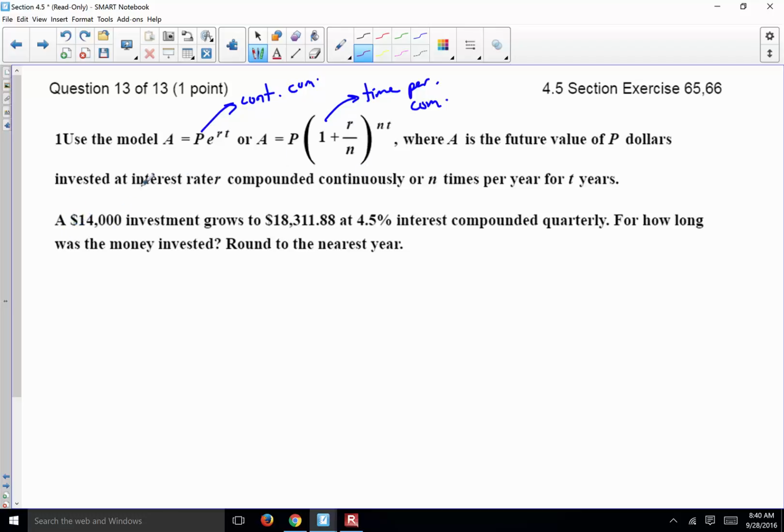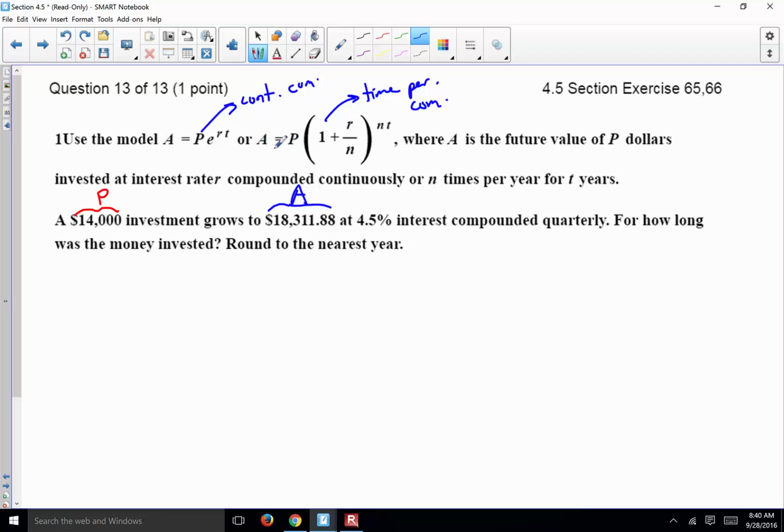Part A, you are investing $14,000. We know what P is. So this is your P. This is the amount you put in your bank account. And it grows into 18,000. So what is this? Which letter is this? N, T, P, A. This is what? A. So I know I'm investing this and it grows into this. I know both A and P.